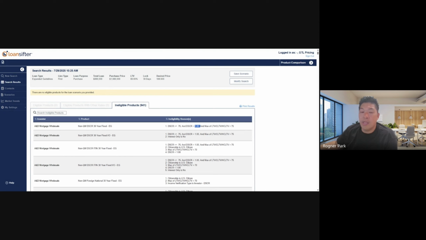This is why 25% down payment is preferred. This is what I wanted to show you guys. If your DSCR is less than 1, okay, most programs are going to require at least 25% down payment. Okay.